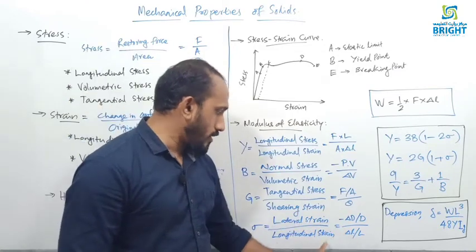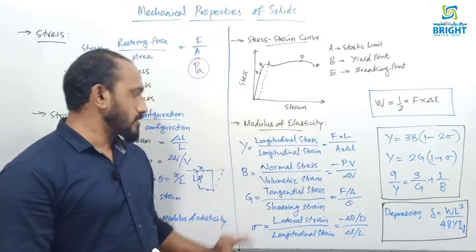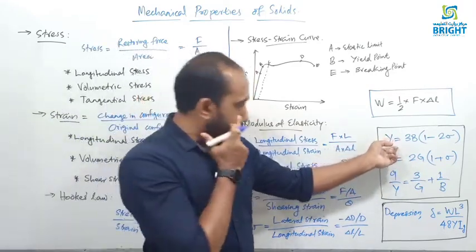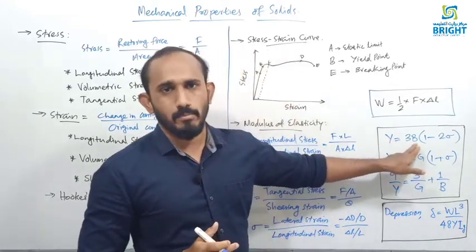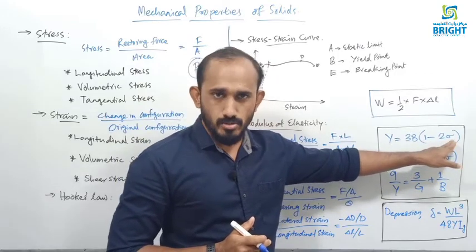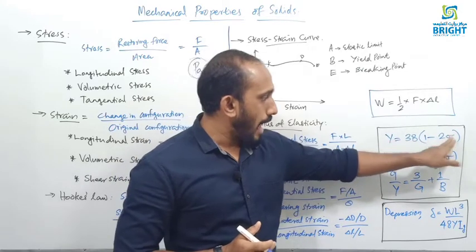So longitudinal strain is delta L by L. These ratios we can have. You can link these three among each other also in this way. So please keep in mind this concept: Young's modulus Y is equal to 3 into B, the bulk modulus, into 1 minus 2 into sigma, where sigma is the Poisson's ratio. So it is a relation between Young's modulus, bulk modulus, and Poisson's ratio.